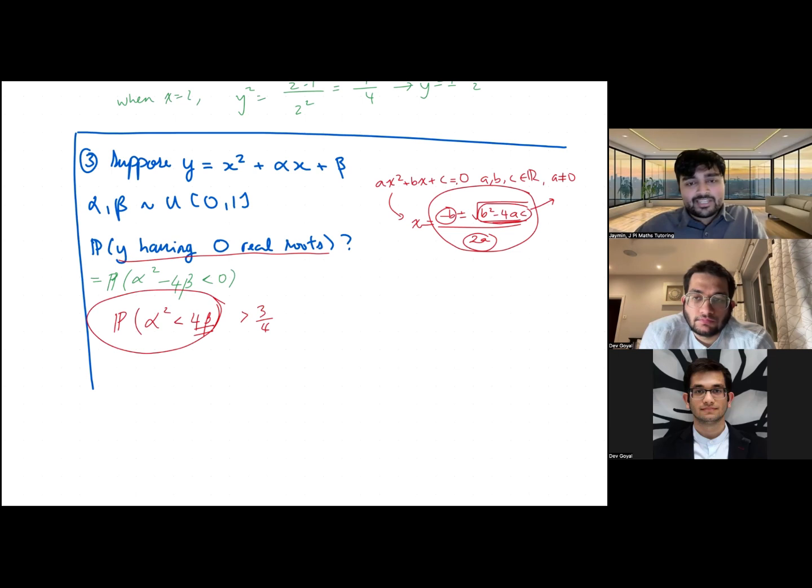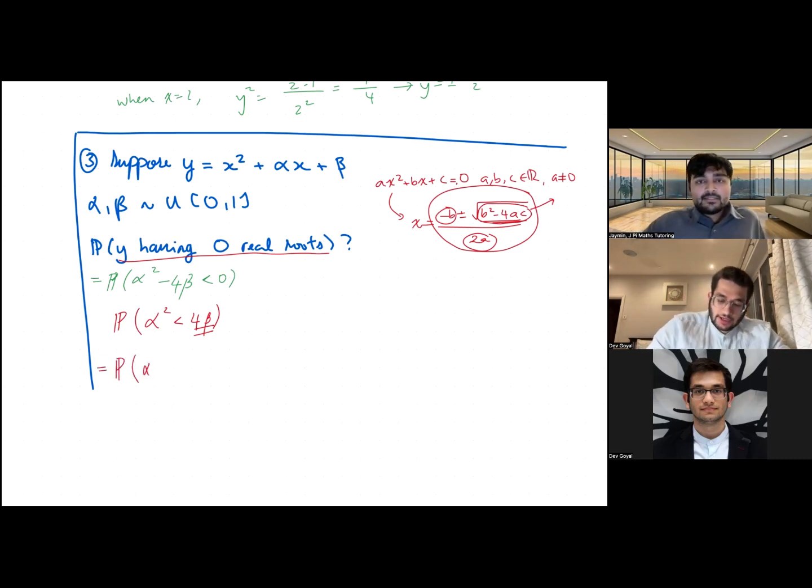But of course, maybe we want the exact value. So the way I'm going to do this is condition on two things: whether beta is bigger than a quarter or not. So I'm going to be using the law of conditional probability. Before you do that, is there any alternative method you can think of relating to graphs?